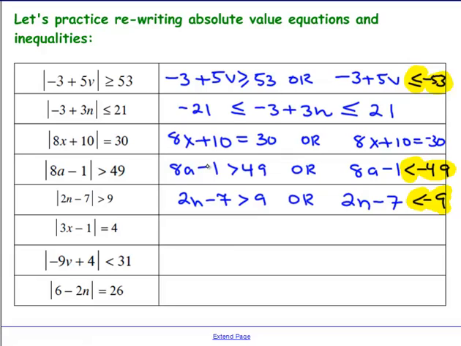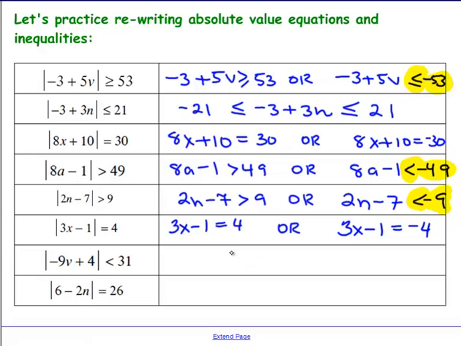Alright, so let's continue. 3x minus 1 is equal to 4. Means that the distance away from 0 is exactly 4. So 3x minus 1 can either be equal to positive 4 or 3x minus 1 can be equal to negative 4.